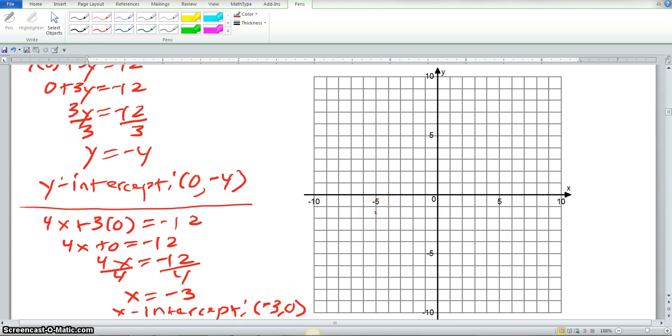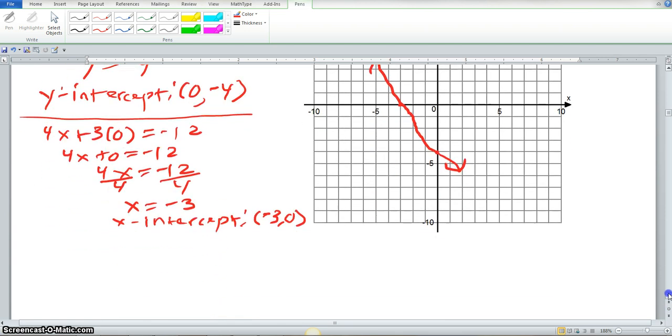So now we will plot these points here in graph. So we would take 0, negative 4, which is here, and then we would take negative 3 and 0. Now we will connect these points. Remember, it's supposed to be a straight line. I don't have a straight edge, but you do. So you could draw that as a straight line, and do not forget to put your arrowheads at the end. Remember, this is supposed to be a straight line.